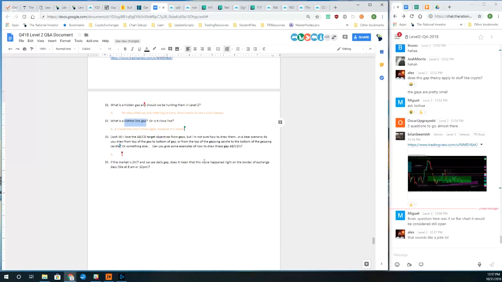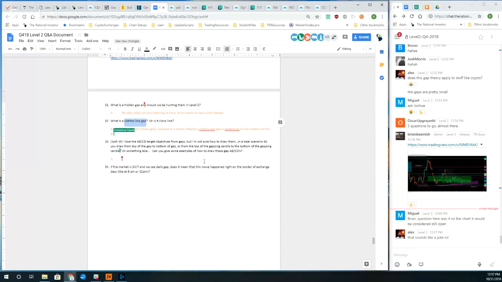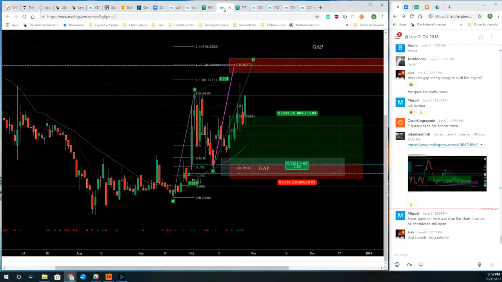33. I love the ABCD target objectives from gaps, but I'm not sure how to draw them. In a bear scenario, do you draw from top of the gap to bottom of gap, or from top of the gap candle to the bottom of the gapping candle, or something else? Can you give some examples on how to draw these gap ABCDs? And I'd have to see what it is you're looking at, Josh. I'm not quite sure what it is you're talking about here. Remember, guys, I need charts. You gotta show me charts and pictures.